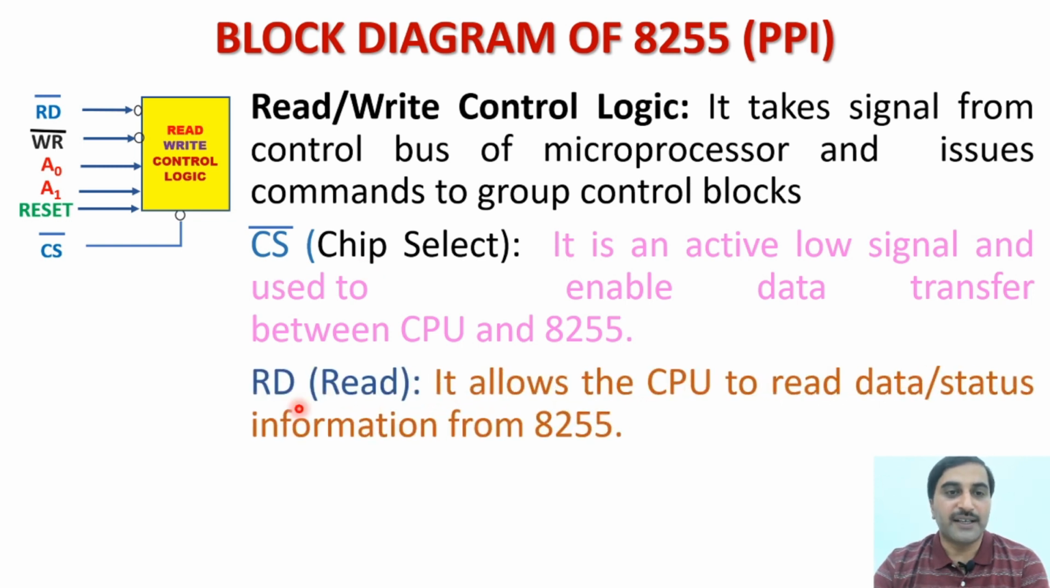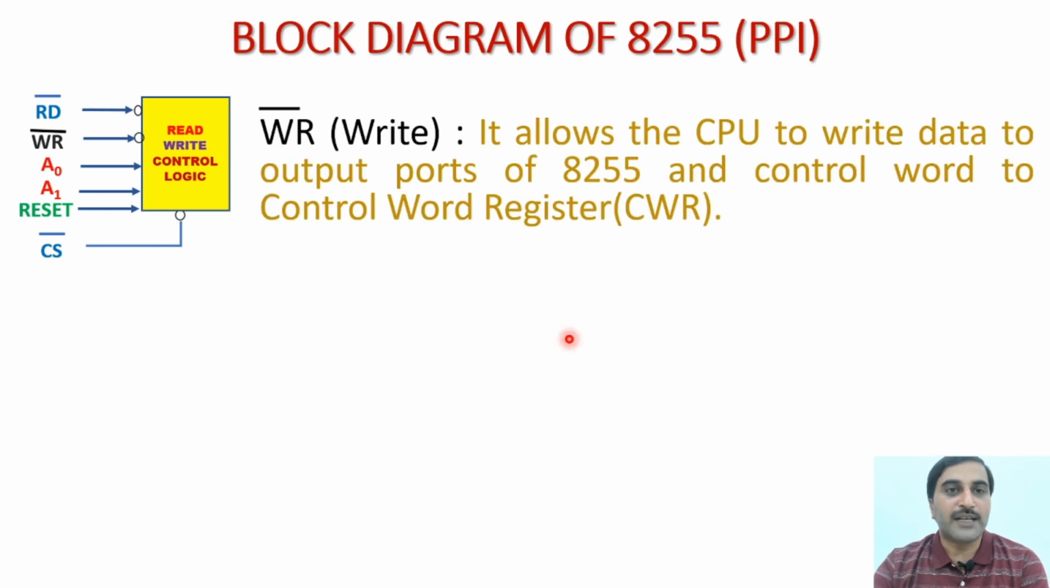Next is RD signal, that is read bar signal. It allows the CPU to read data or status information from the 8255. Next is WR signal, that is WR bar. WR bar stands for write signal.